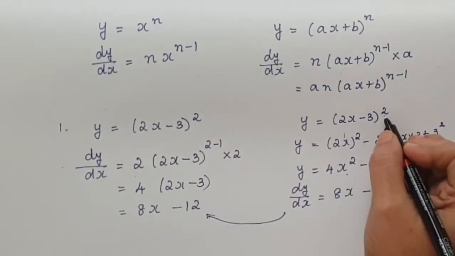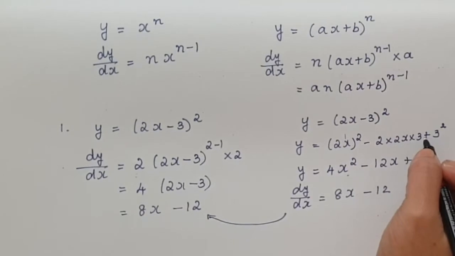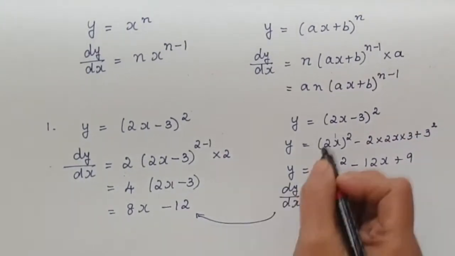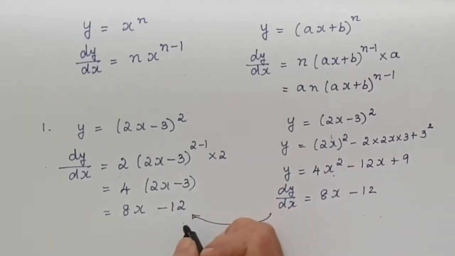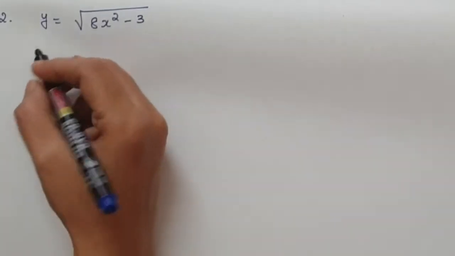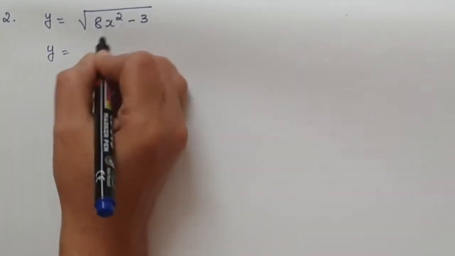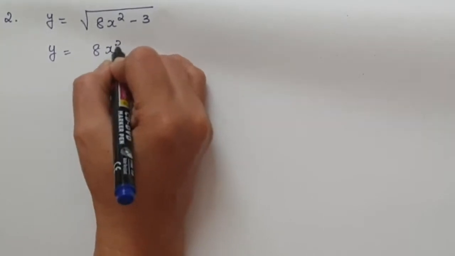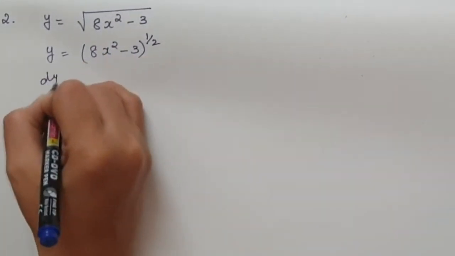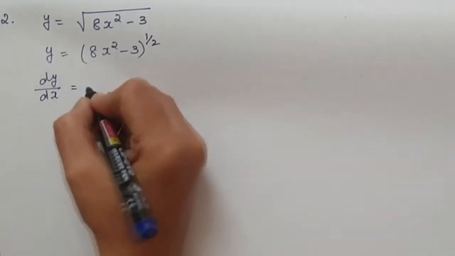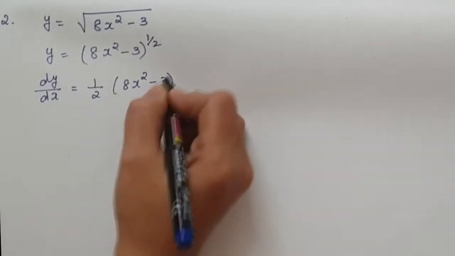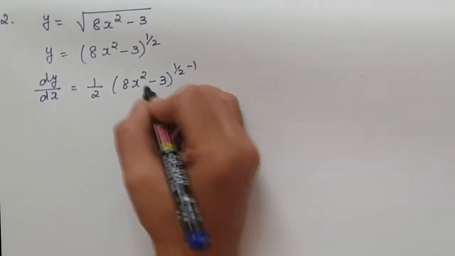But when it is with the power of 2, we know the formula and we applied the formula. But when it is with higher powers, it is difficult to apply the formula. So we use the chain rule over here. Now y equals the square root of 8x squared minus 3. Now in order to do this, let us take this as a power. The square root of 8x squared minus 3 can be written as (8x squared minus 3) to the power of half. So dy over dx will be equal to half into (8x squared minus 3), we keep it as it is, and this will be to the power of half minus 1.